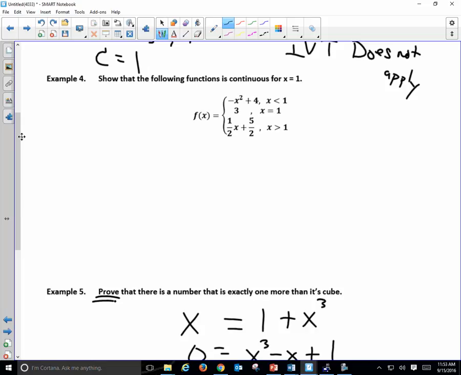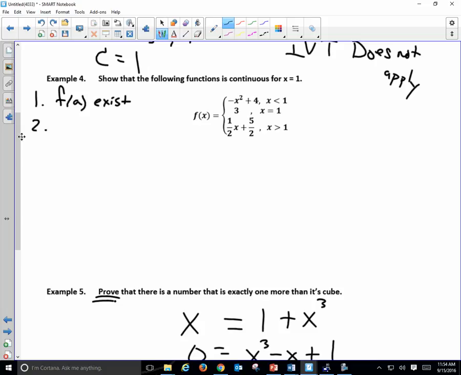Last example. Excellent. Keep trying. All right. Show that the following function is continuous for x equals 1. This is what we did yesterday. Continuous, continuous, continuous. What is the first thing that we must be able to figure out to satisfy continuity? f of a exists. So it says show that it's continuous for x equal to 1. So f of a must exist.